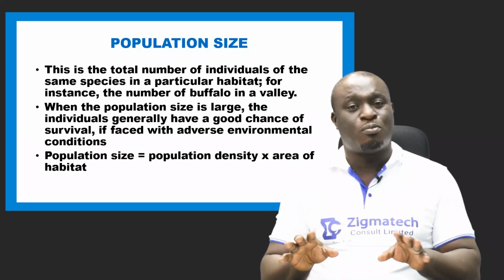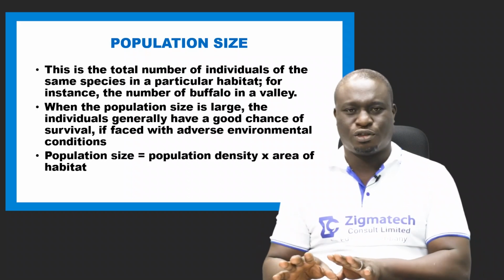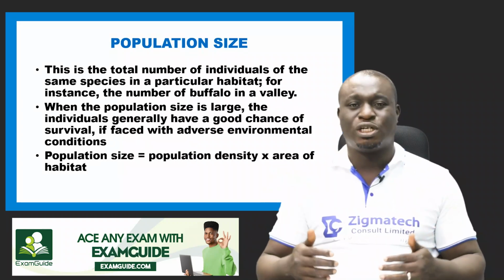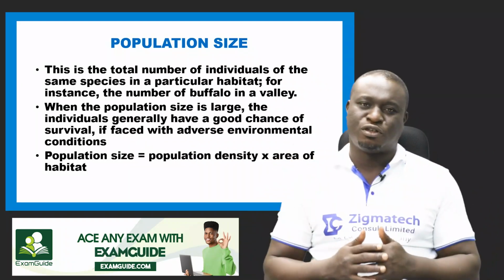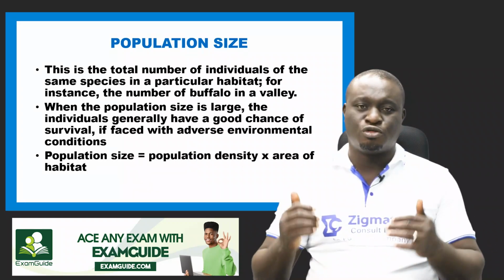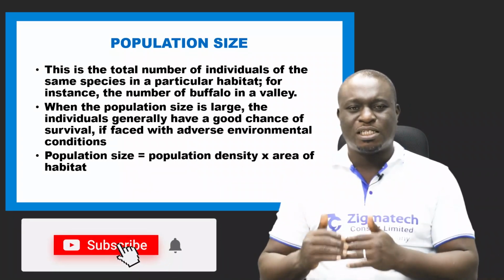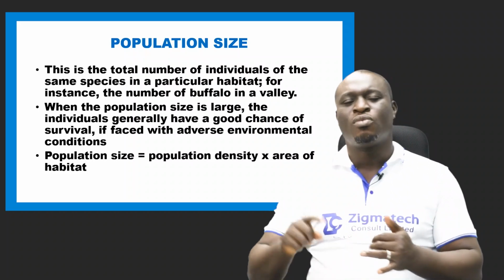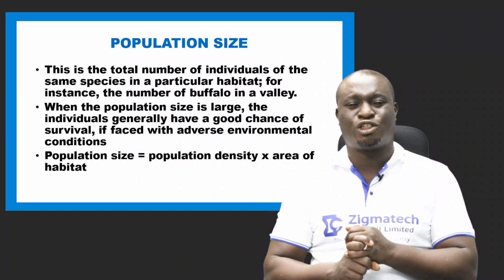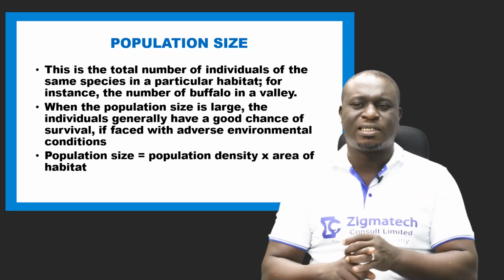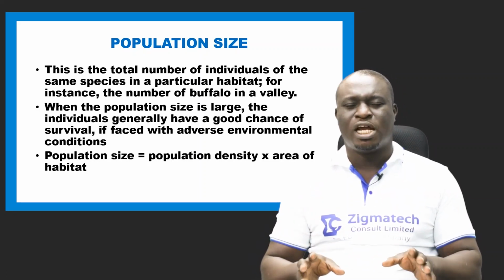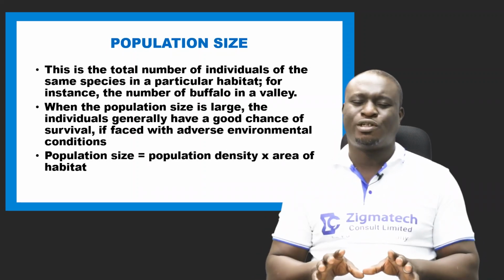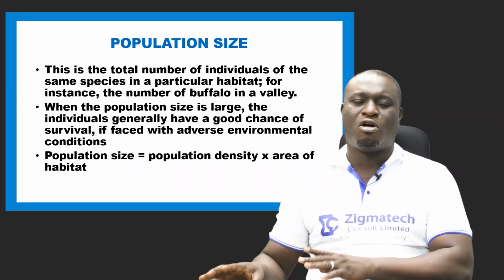Also in population studies, we have several calculations to consider. There are several times WAEC has brought out questions, and even in JAMB, they bring calculations in biology. So don't be surprised. In this calculation, we're going to learn how to calculate population density and population size. The formula for calculating population size is population density multiplied by the area of the habitat.